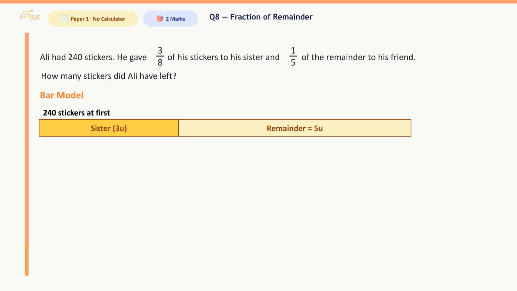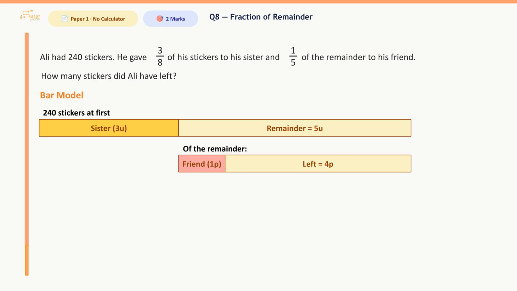The total is 8 units, and 3 units go to his sister, leaving 5 units as the remainder. The remainder is then split into 5 parts, where 1 part goes to his friend and 4 parts are left. Since 240 is 8 units, 1 unit equals 240 times 1/8, which is 30. The remainder is 5 units, or 5 times 30, which is 150 stickers.